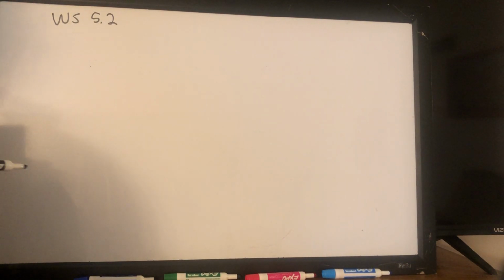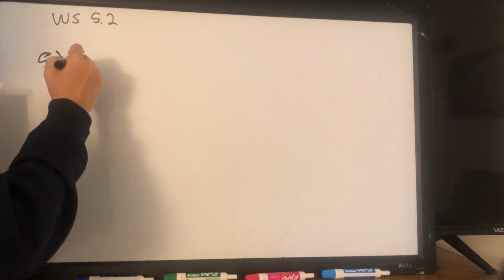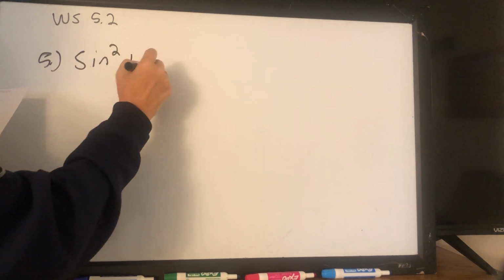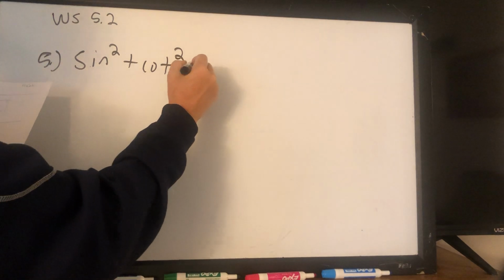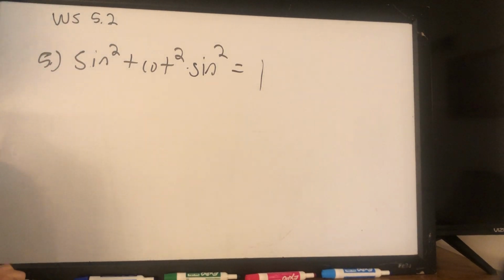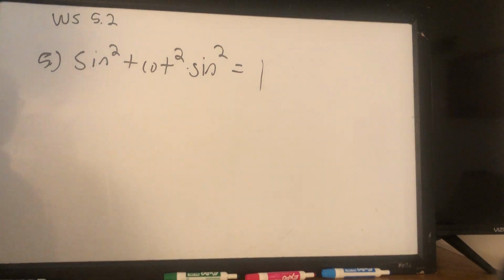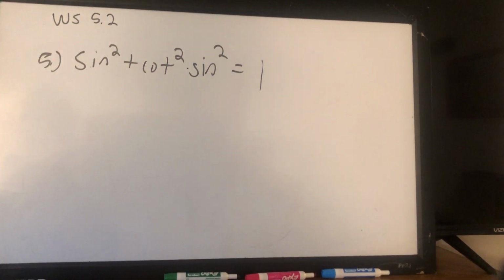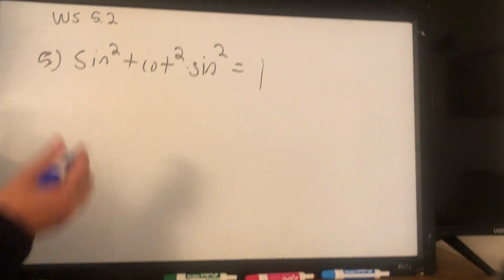Cruising along. Number 5, let's see, we've got sine squared plus cotangent squared times sine squared equals 1. Again, we're going to switch all these to sines and cosines and see what can combine. Actually, that's not what I did. So I'm going to do this different than the answer key. So what I did on the answer key, guys, I'm going to show both. And let's see if we can get it.